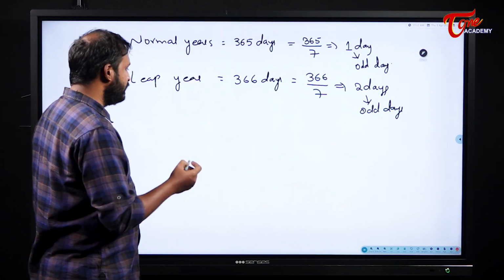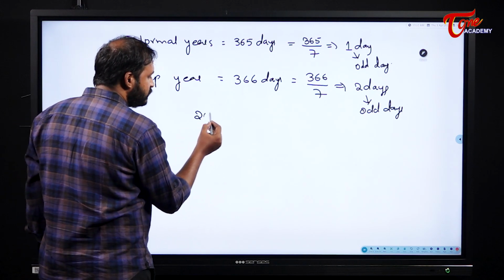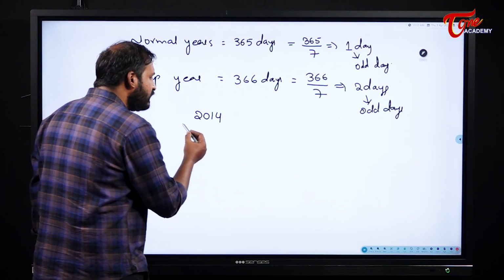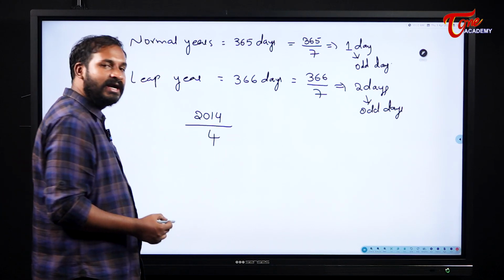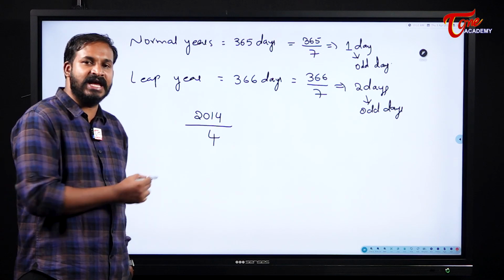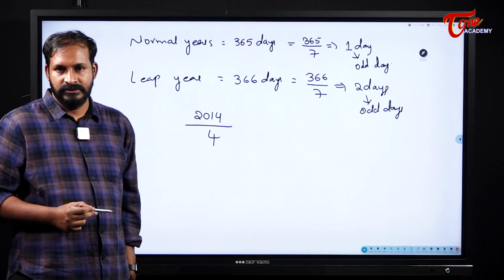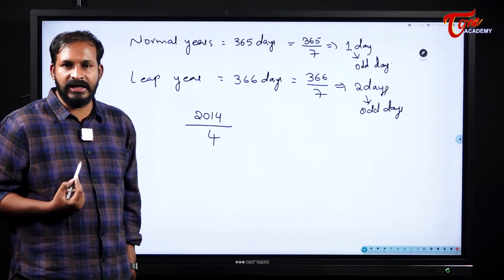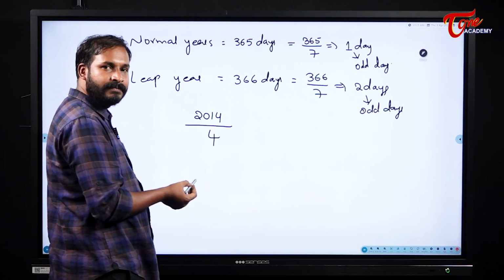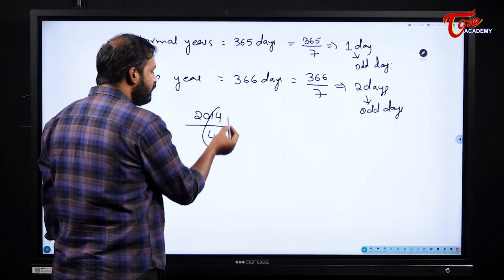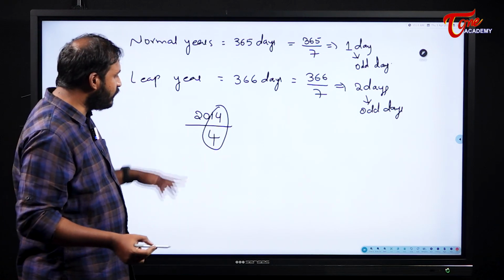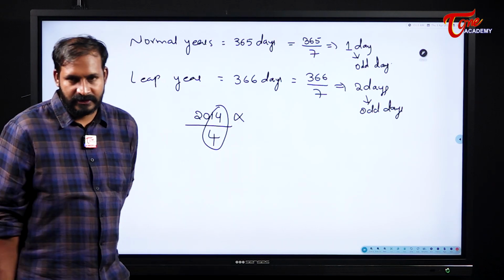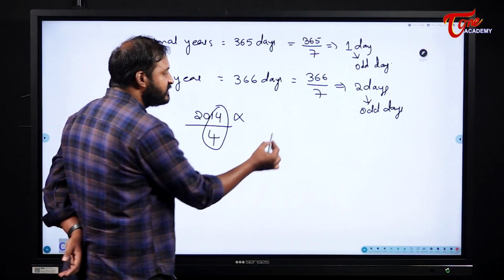For example, if I want to check whether the given year 2014 is a leap year or not, what will I do? I will divide it by 4 and check whether it is exactly divisible by 4 or not. If it is divisible, it is a leap year. If it is not divisible, it is not a leap year. What is the divisibility rule of 4? If the last two digits are divisible by 4, then the number is divisible by 4. Is 14 divisible by 4? No. So that means 2014 is not a leap year. Now we will check 2024.